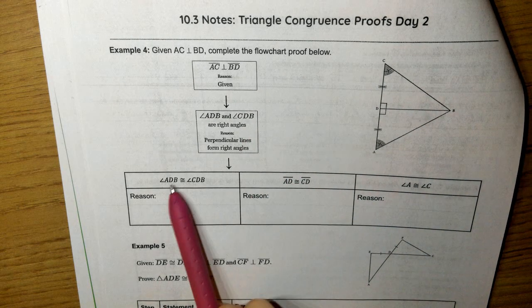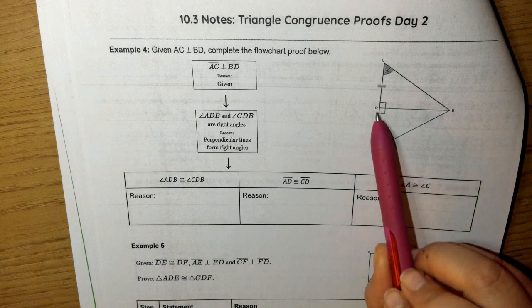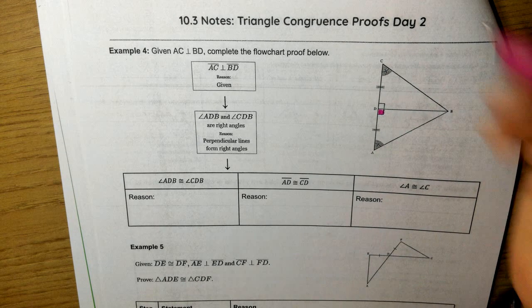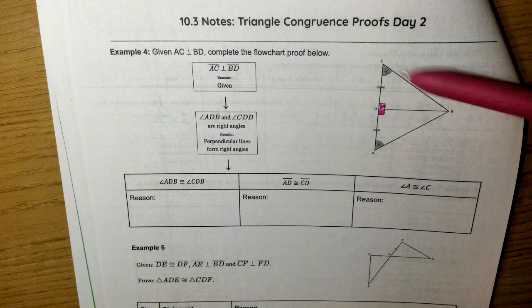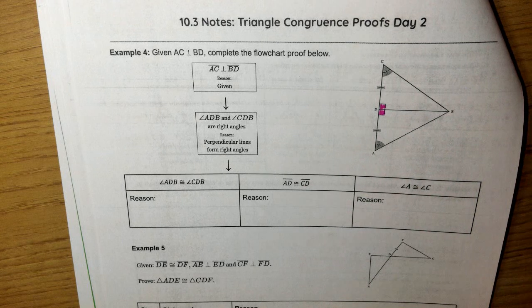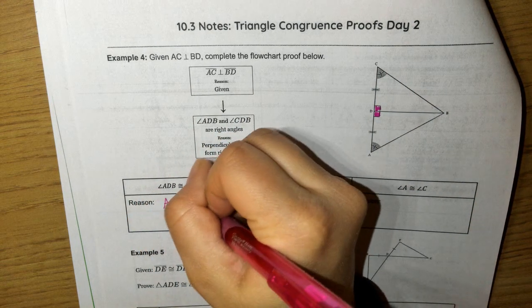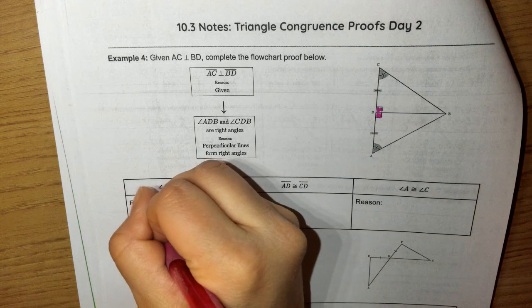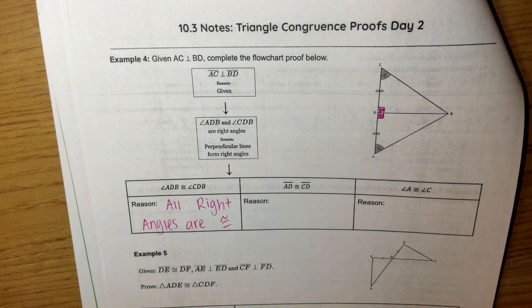Okay, let's look at this angle right here. Angle ADB, now I'm talking about the right angle individually, is congruent to CDB. Well, I know that they're right angles because of the perpendicular lines. And if you remember from 10.2, we know that all right angles are congruent. All right angles are congruent.